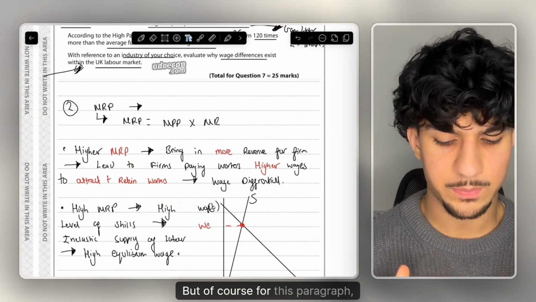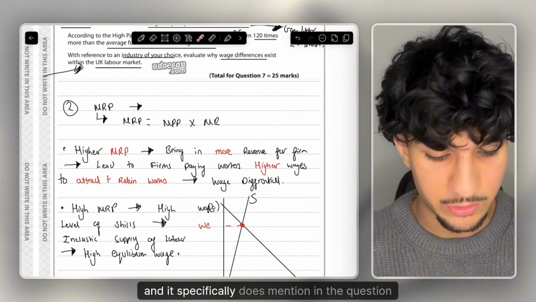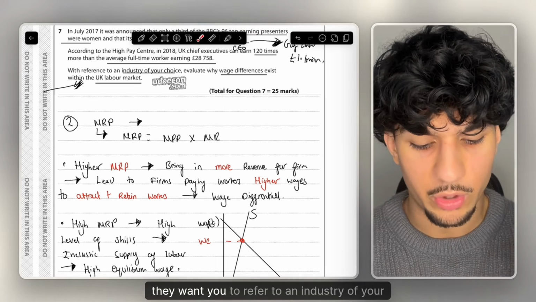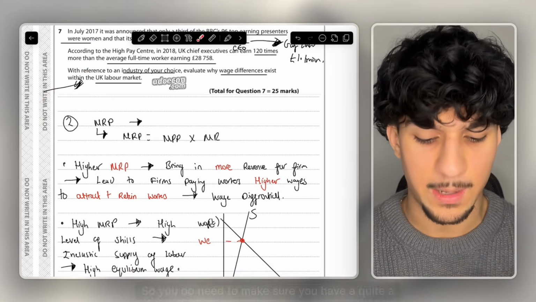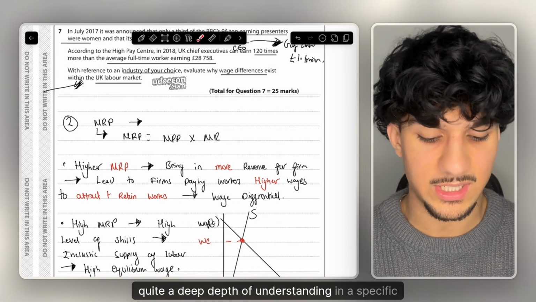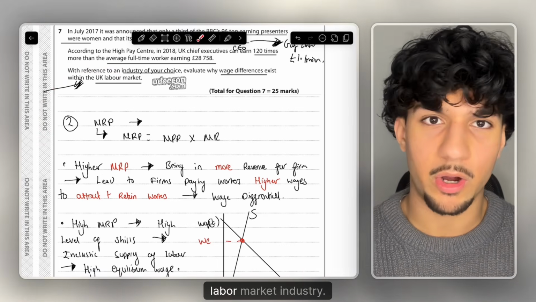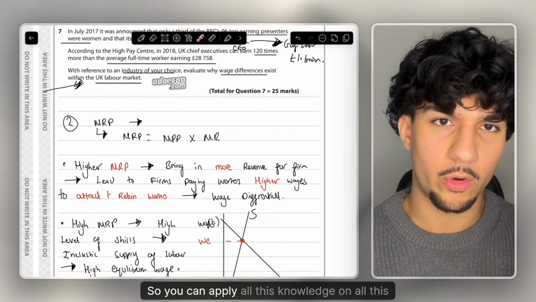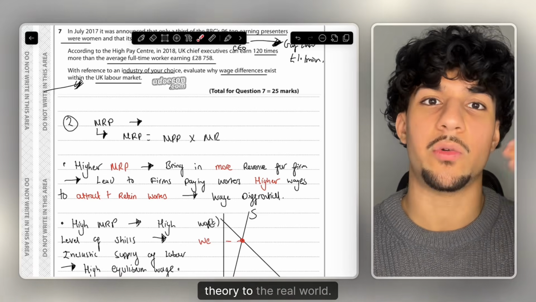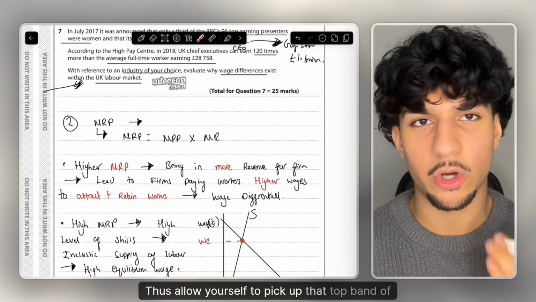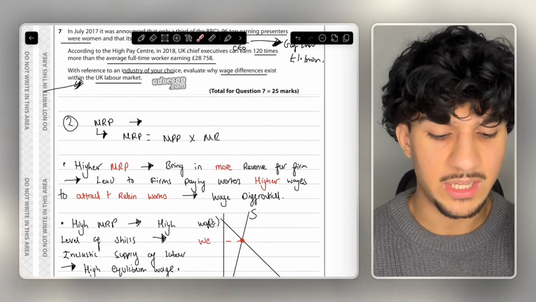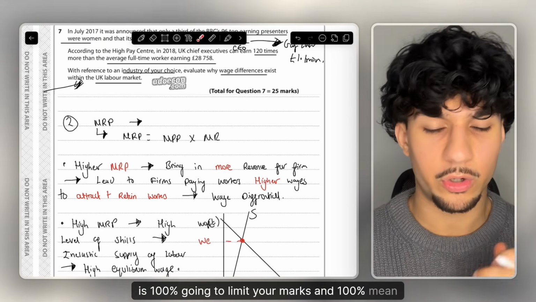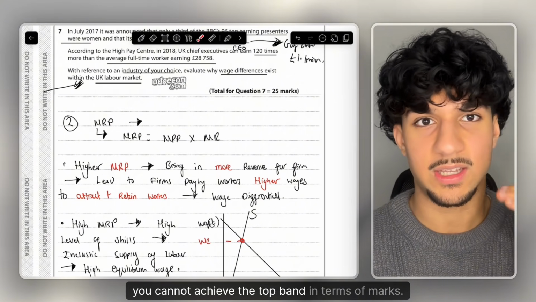But of course, for this paragraph, and it specifically does mention in the question, they want you to refer to an industry of your choice. So you do need to make sure you have quite a deep understanding of a specific labour market industry, so you can apply all this knowledge, all this theory to the real world, thus allowing yourself to pick up that top band of marks. If you do not have enough detail of a real world example, it's 100% going to limit your marks, and 100% mean you cannot achieve the top band.